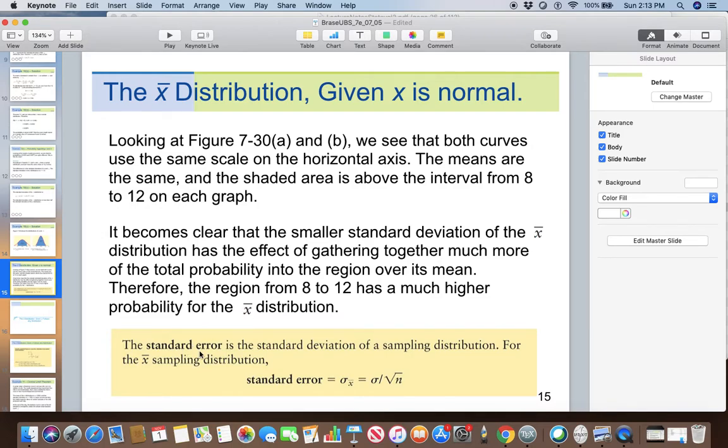The standard error is the standard deviation of a sampling distribution. Standard error is the new deviation, sigma of x bar. This is sigma over square root n. Notice the new standard deviation corresponds to x bar. It is smaller than the old because you are dividing it by something large.